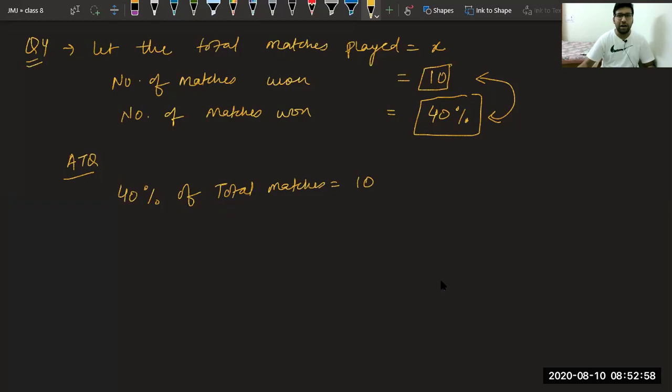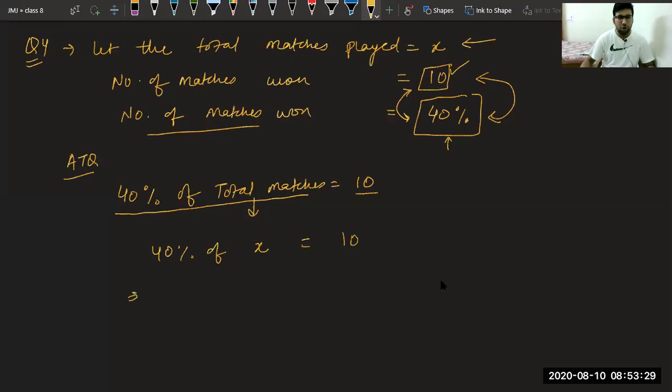Again, I am repeating: I have assumed the total number of matches as X, the number of matches won is given as 10, and they have also given the matches won in terms of percentage. These two things are exactly equal, so we can form an equation: 40% of total matches is the same as 10. Now total matches is X, so 40% of X is equal to 10. Of means multiply, 40% means 40 upon 100 into X is equal to 10.